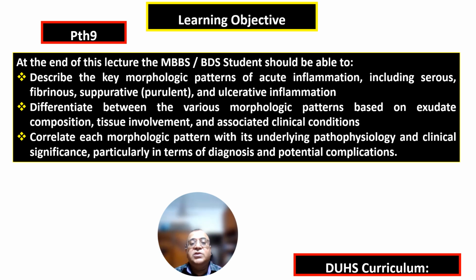The learning objectives for this video are to describe the key morphologic patterns of acute inflammation, including serous, fibrinous, suppurative, and ulcerative types of inflammation. We will also see what cellulitis is and pseudomembrane formation. We will differentiate between various morphological patterns based on exudate composition, tissue involvement, and associated clinical condition, and correlate each morphological pattern with its underlying pathology and clinical significance, particularly in terms of diagnosis and potential complications.